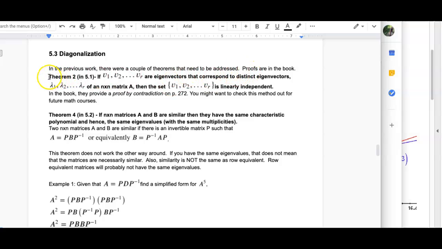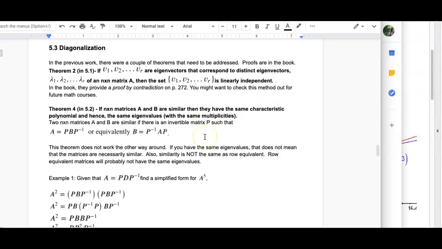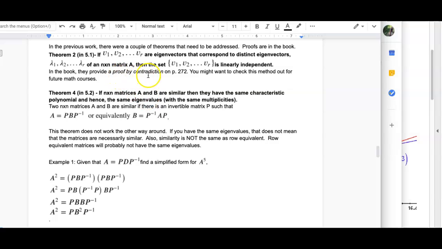Theorem 2: if we have a set of eigenvectors that correspond to distinct eigenvalues, lambda 1 all the way up to lambda r, of an n by n matrix A, then the set of those eigenvectors is linearly independent. This is what's going to be necessary for us to achieve what we want to do in this section. The proof is proof by contradiction, which is a good technique to learn. That's in the book if you want to check that out.